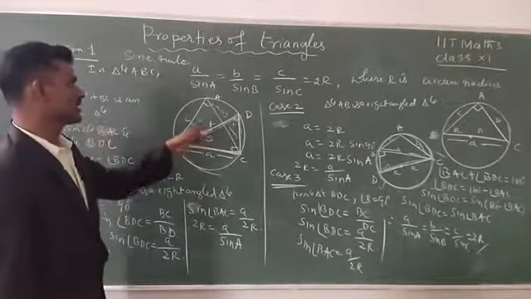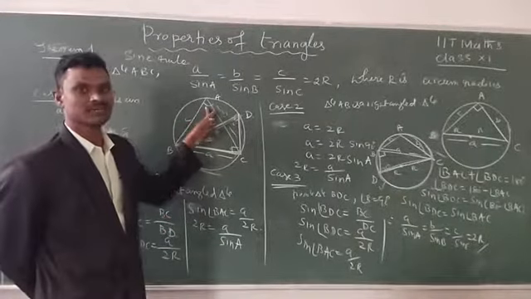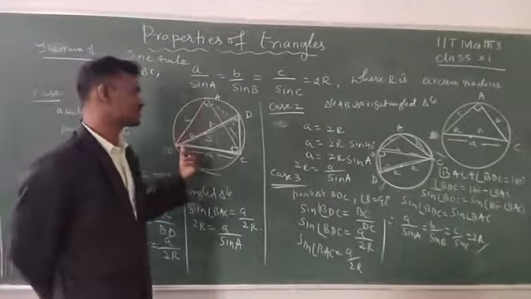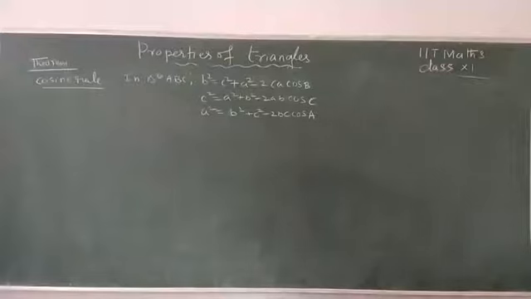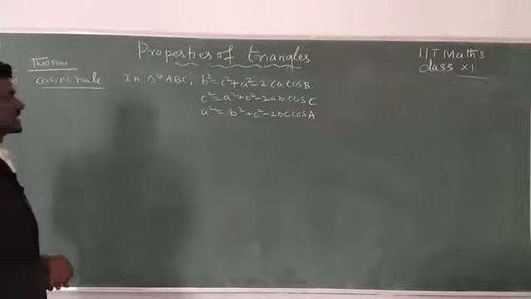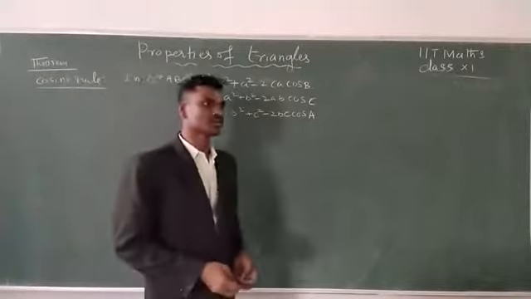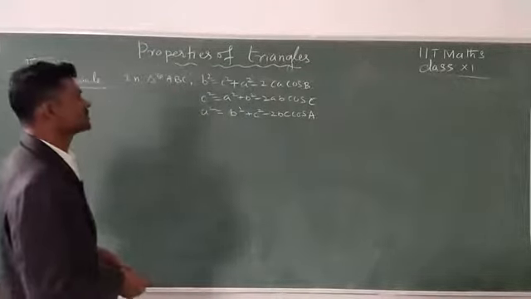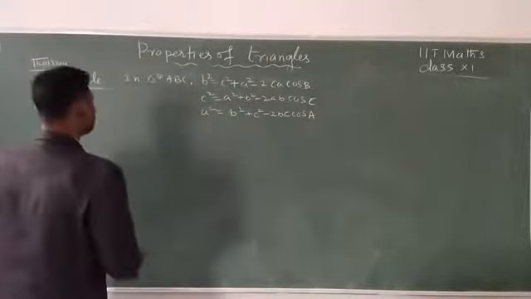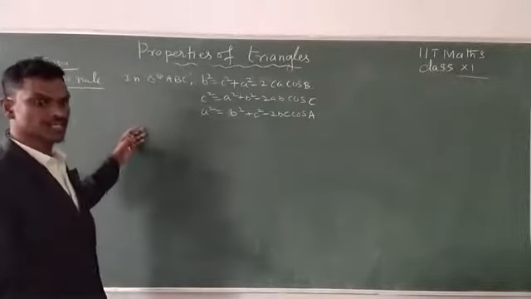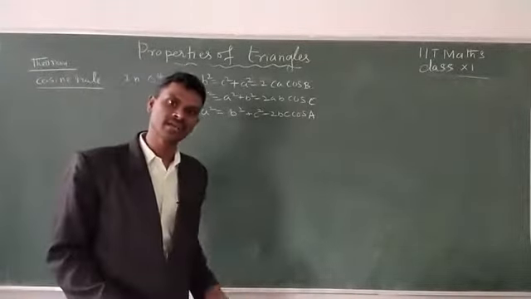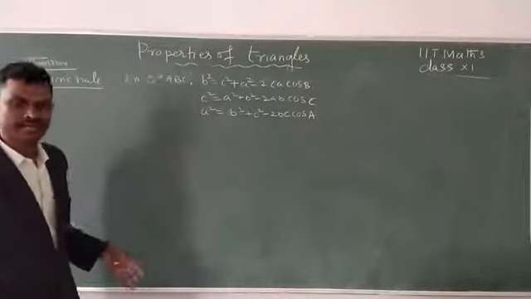I proved only one case. Actually, I took A as an acute angle. Thereafter, you have to take B also as an acute angle, and then prove it. Now this is the cosine rule. In triangle ABC, B square is equal to C square plus A square minus 2CA into cos B. Here also we have to take three cases: the first is an acute triangle, then a right angle triangle, and then an obtuse triangle.